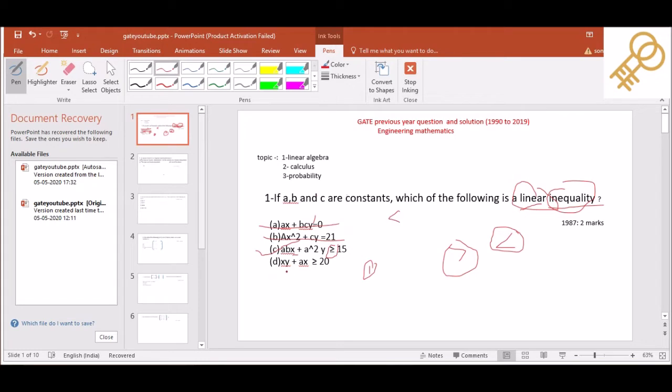Now coming to option D, it can be eliminated because x and y both have degree 1, so this will form a degree of 2. So this is not linear, so you can eliminate this. So your correct option will be C.